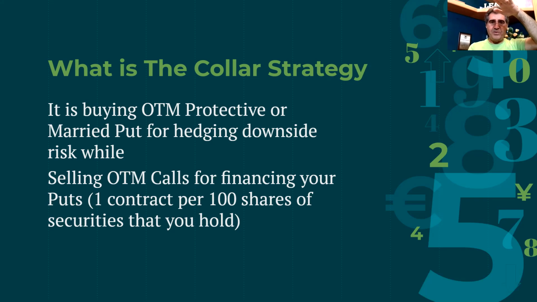So now we have this bracket where we are capping our profit, but we are also protecting the downside. So in reality, what it is, you're buying an out of the money protective or married put. The reason it is called protective is that when we buy a put while we actually own a position, it protects that position.